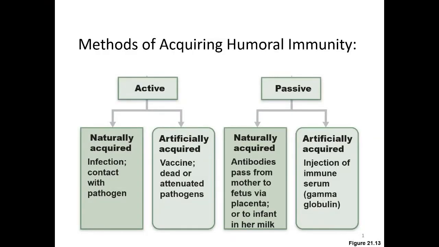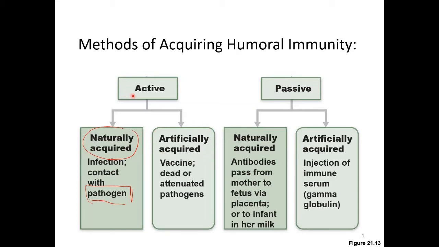But the methods of acquiring antibodies into your body, that is, the methods of acquiring humoral immunity, can be summarized into active versus passive. We have been talking about naturally acquired immunity. Of course, actual contact with the pathogen is what leads us to become sensitized and actually produce these antibodies that recognize the pathogens. What the video just told you, what the Crash Course just summarized, was artificially acquired.